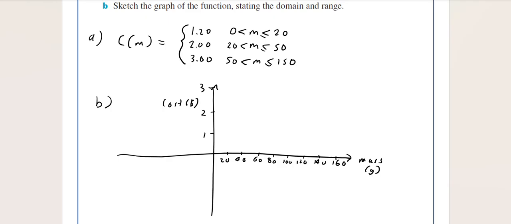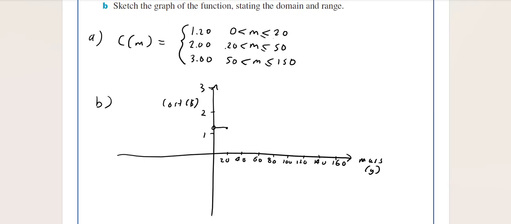I don't really need the bottom parts of my graph, but I'm just going to leave them sitting there either way. So what I've got first is when the mass is bigger than 0 and up to and including 20, it's going to cost $1.20, a flat rate. So if I go up to $1.20, I'm going to draw an open circle at that spot to show that a mass of 0 isn't included. And I'm going to draw a line that goes up to 20, trying to make it a flat line. So between 0 and 20, it's going to cost $1.20. That's the first part of my hybrid function.